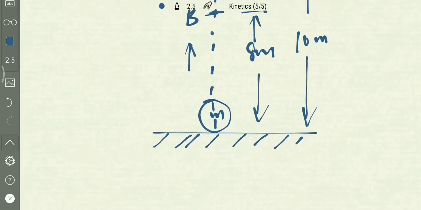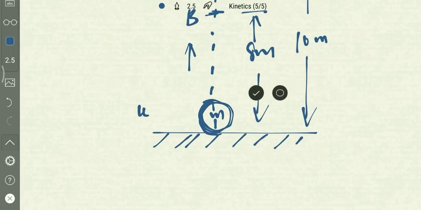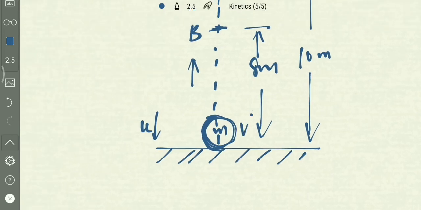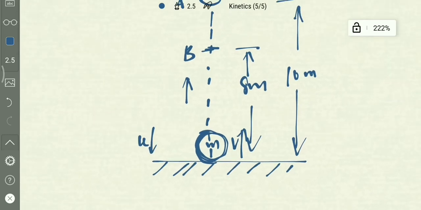Considering this position, it is hitting with a velocity of u. This is the initial velocity with which this body is hitting the ground when it first comes to the ground, and it is rebounding. This is the hitting velocity u, and it moves up to a height of 8 meters. It is the final velocity v, which is upwards in direction.